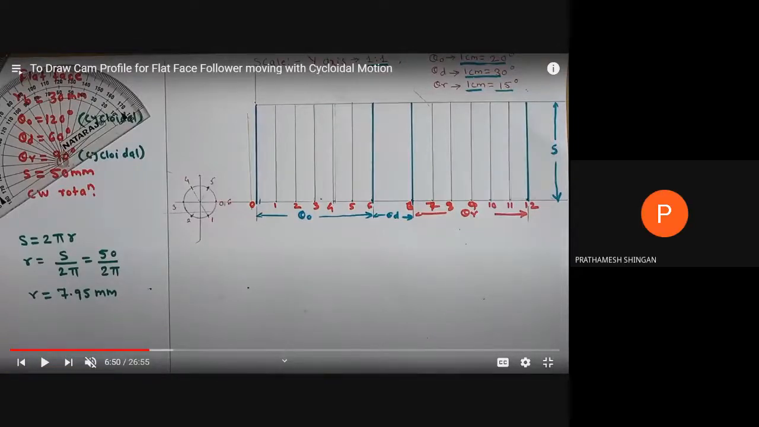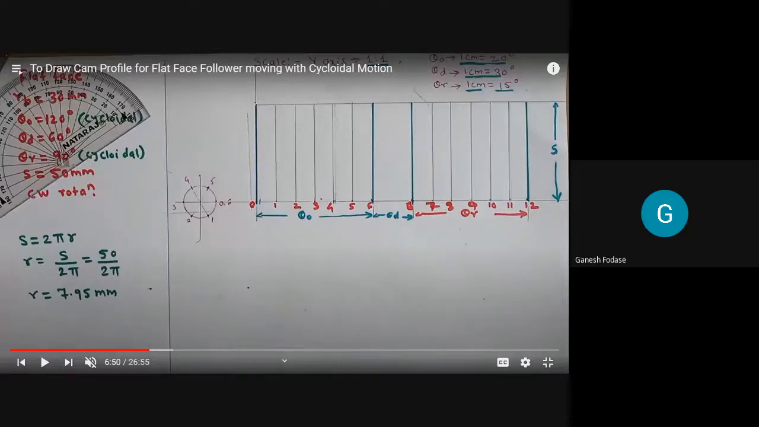Yes, sir. Okay. We divide into 6 parts, and why 6 parts I also told. It's a very simple procedure, just try to understand. The students think that this cycloidal is complicated to draw, but it is not complicated. Once you understand the procedure, it's very simple. I hope you understand how to draw SHM, uniform motion, uniform acceleration and retardation. The last one is the cycloidal one.